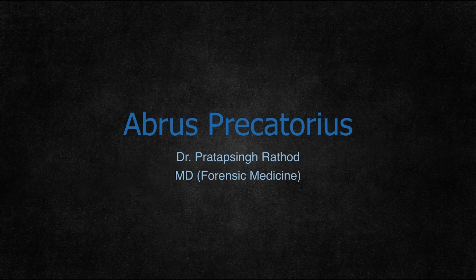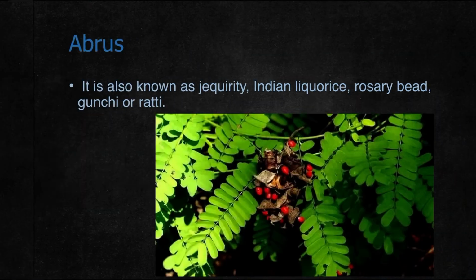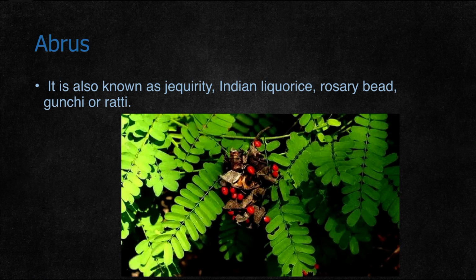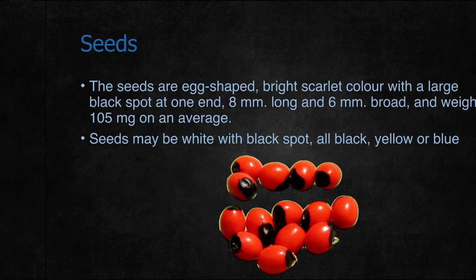In today's video, we will continue with plant poisons. In that, we will discuss poisoning from Abrus precatorius. Abrus precatorius is known by different names. It is also known as Jequirity, Indian licorice, rosary bead, Gunchi or Rati. So these are different names, and it usually grows in villages and has peculiar seeds.